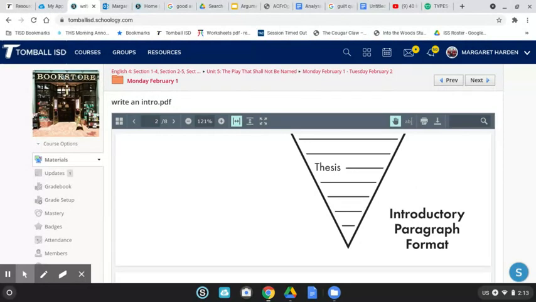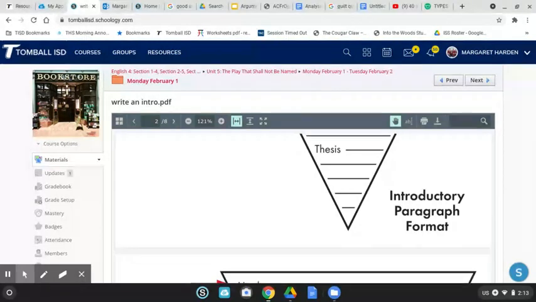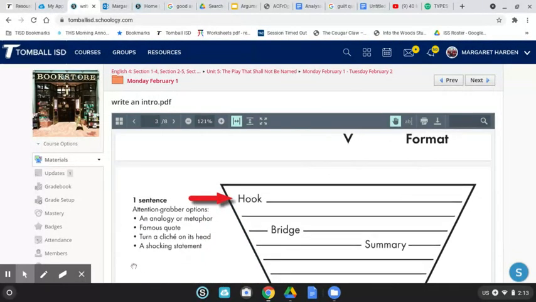So we all know what we're writing about already. We're either writing about betrayal or guilt or ambition. We already know who we're including. So we know the thesis statement. We're already done with that. But we're going to write it down now, and we're going to start with a hook. Your hook is a 1-sentence attention grabber.